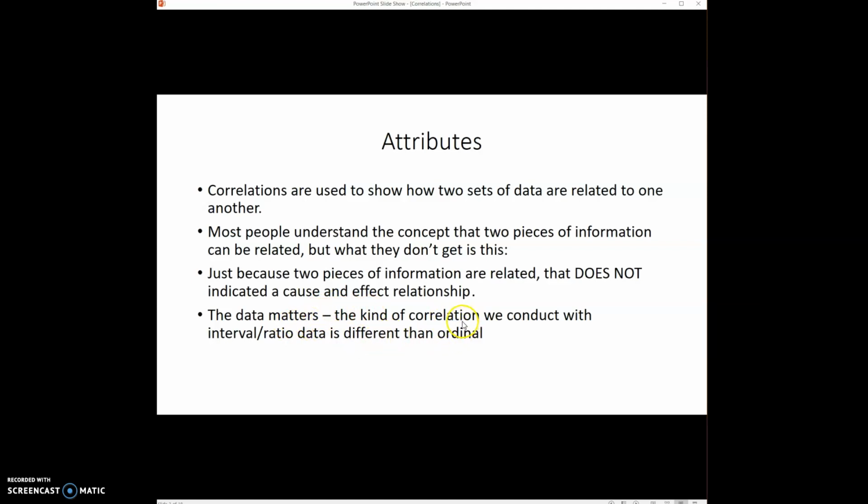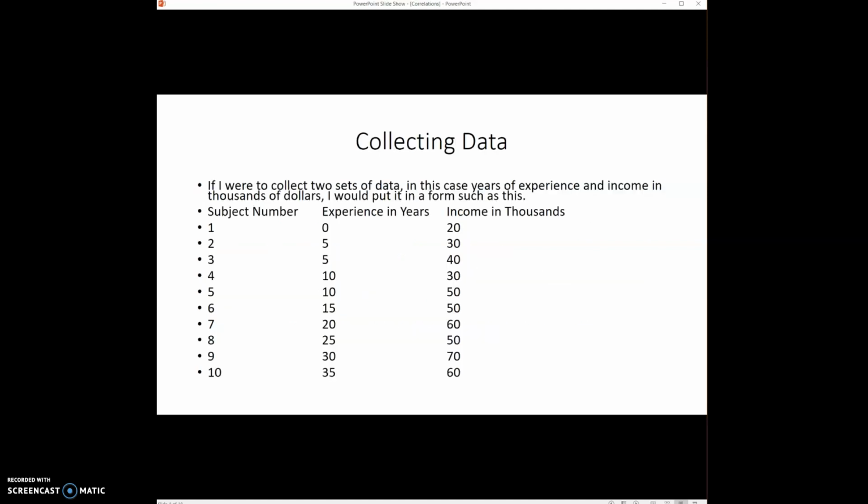The kind of correlation we conduct with interval and ratio data is different than with ordinal data. So if you go back to your table of selecting a statistical test, what you'll notice is that for interval data there's something called a Pearson test, and for ordinal data or non-normal distributions, the correlation is called a Spearman's test. And they matter. They're two different tests. They do two different things. They give us the same kind of output, but they're running different tests.